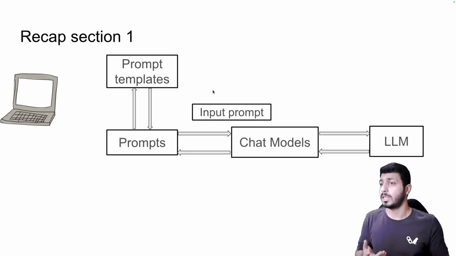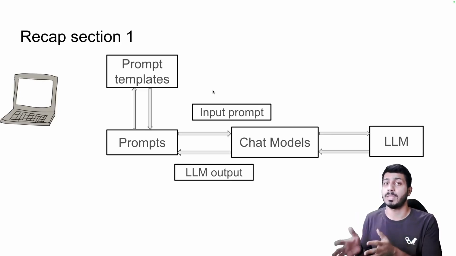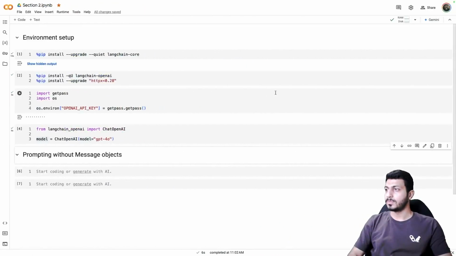We can just give an input prompt to our large language model and expect an LLM output. So we can do that. We can simply give an input and expect an LLM output without classifying into different message objects if we don't want to have an AI conversation with it. Now let's go to the notebook.